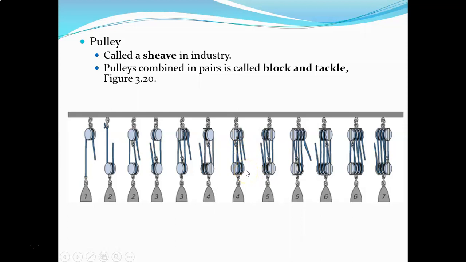Another way to look at this real quickly is to count your number of pulleys. If you're pulling down on the rope, count your pulleys. You got 1, 2, 3, 4. That's another quick way if you're pulling down on the rope. I have to stress that.